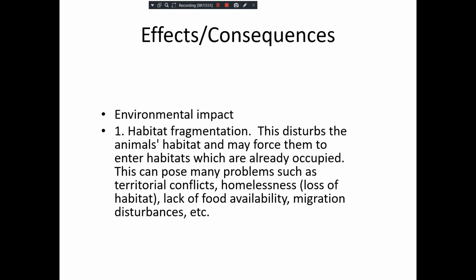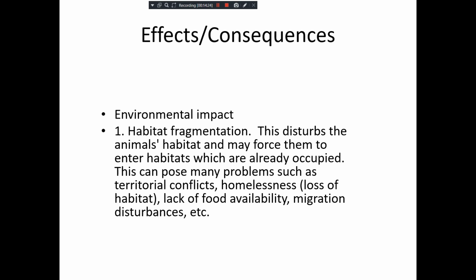Now the question is, what are the impacts or consequences of this deforestation? First, if you look into the environmental impact, the first is habitat fragmentation. What happens is, if there is a continuous patch of forest, and in the middle there are some very good trees, and you cut that patch, the forest's habitat gets disturbed. Habitat is the place where animals live. So this gets disturbed and fragments.